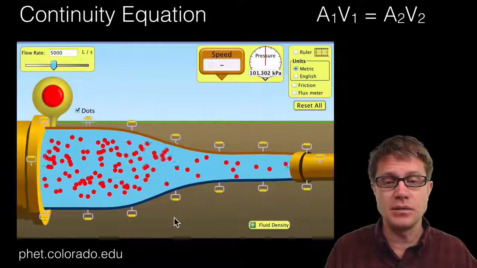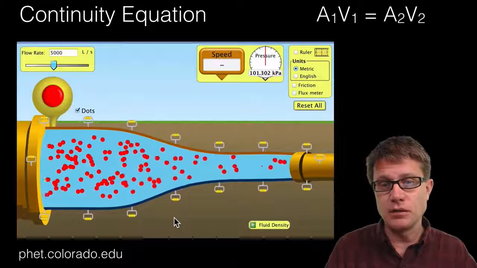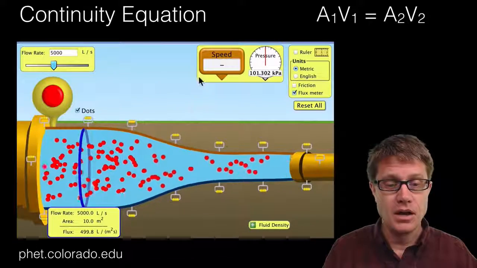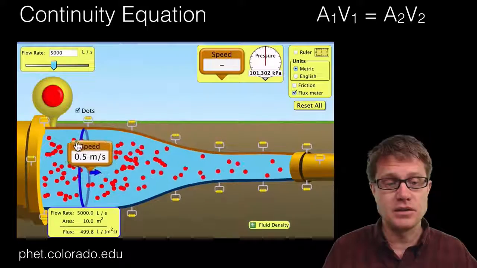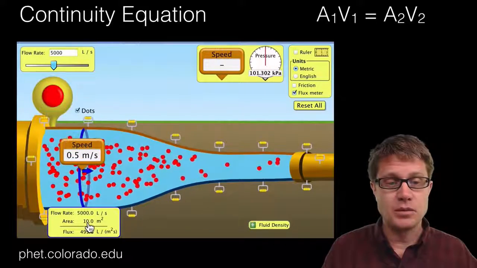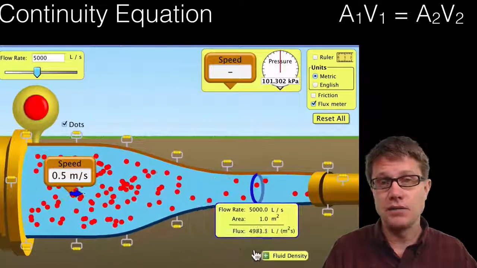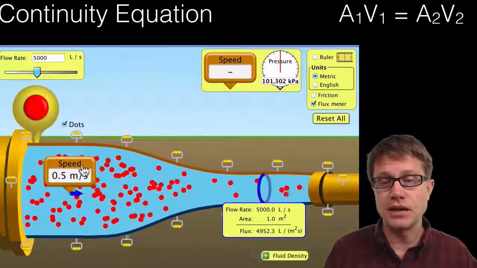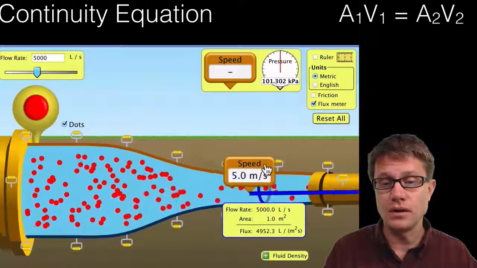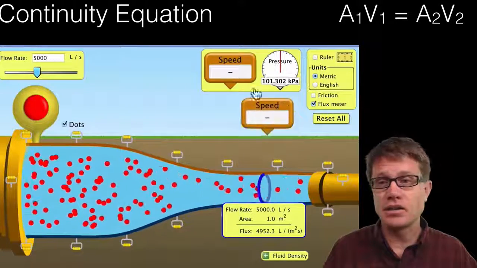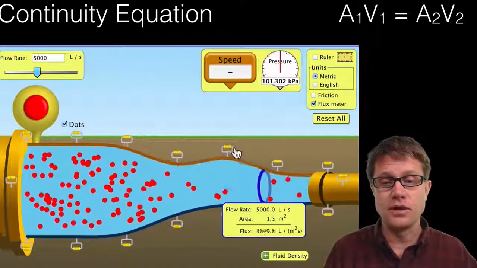We've got a PHET simulation. You can see as the fluid's moving, it's moving faster on the right. And so if we use a flux meter, on the left side, the cross-sectional area is 10 meters squared, and the speed is going to be 0.5 meters per second. So that would be my A1 times my V1. If I move over to the right side, now my cross-sectional area is 1. What's my velocity? 5 meters per second. And so I can just solve for the one I don't know, and I can figure that out.